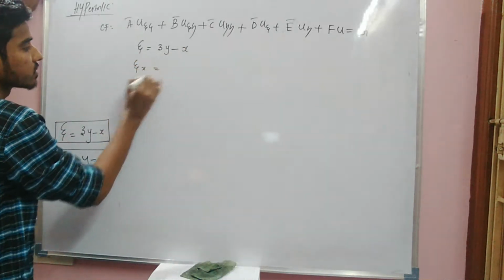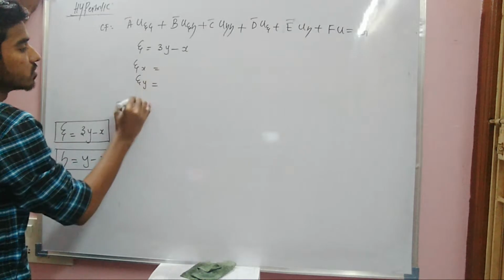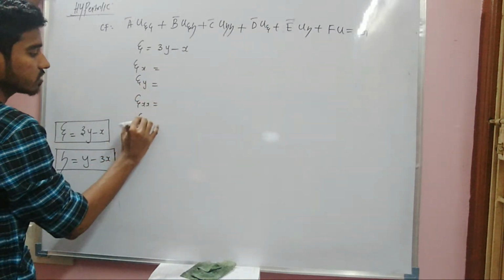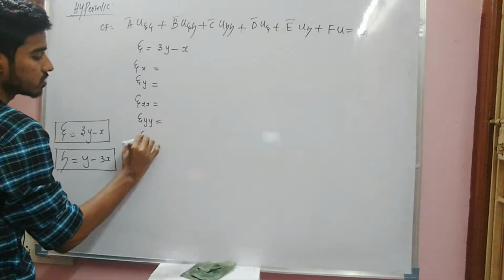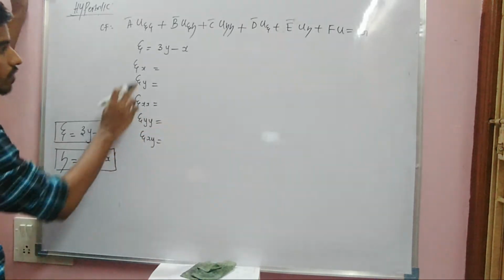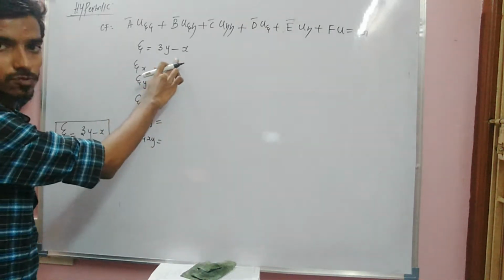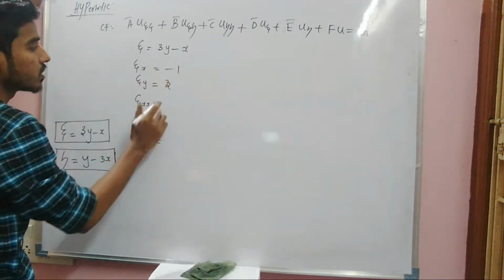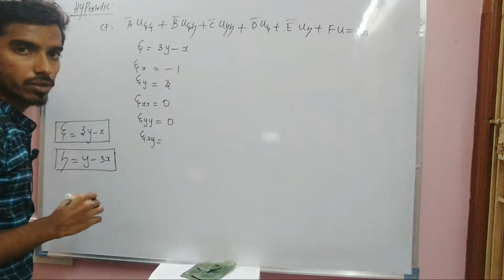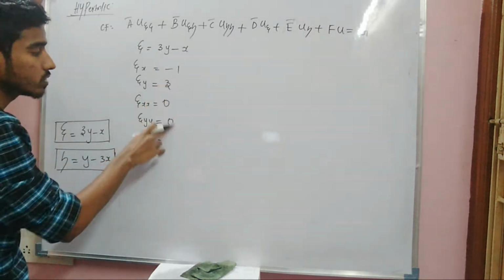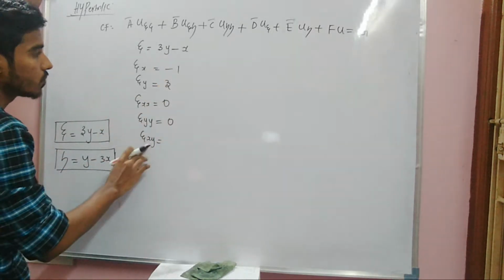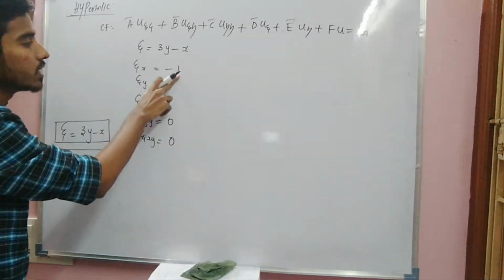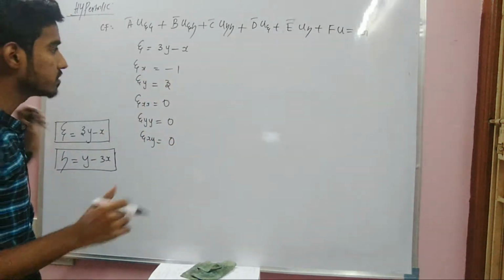So theta x, theta y, theta xx, theta yy, theta xy. What will be my theta x? Differentiate this with respect to x. We have minus 1. Theta y will be 3. Theta xx will be 0. Theta yy will be 0, because the derivative of minus 1 is 0, the derivative of 3 is 0. Theta xy is also 0, because you have to differentiate this with respect to y, so we have a constant here, so it will be 0.